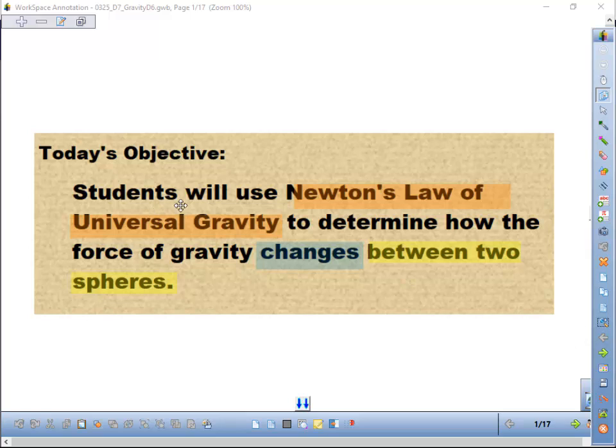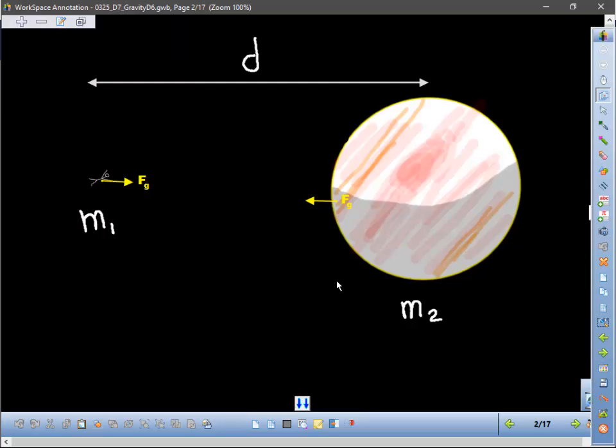Today's objective: students are going to use Newton's law of universal gravity to determine how the force of gravity changes between two objects, two spheres. Remember that for the universal law of gravity, anytime we have two objects that have mass, they are attracted to each other by gravity. It doesn't matter what two objects they are, as long as they have mass and they're in the universe, they will be attracted to each other.